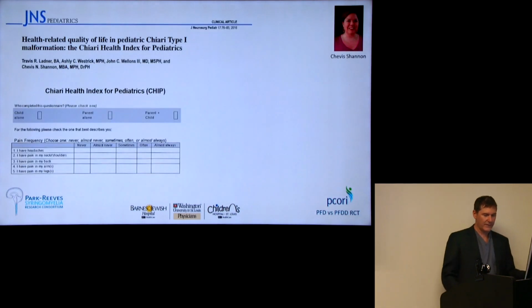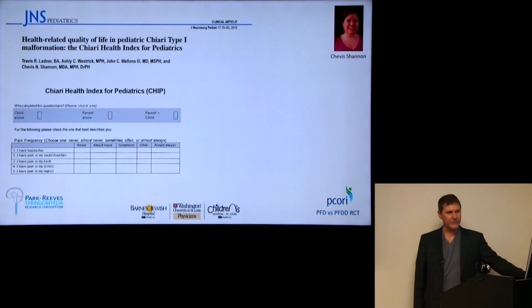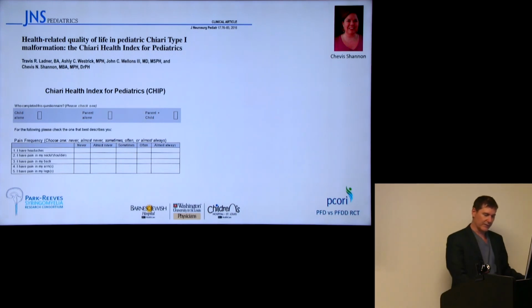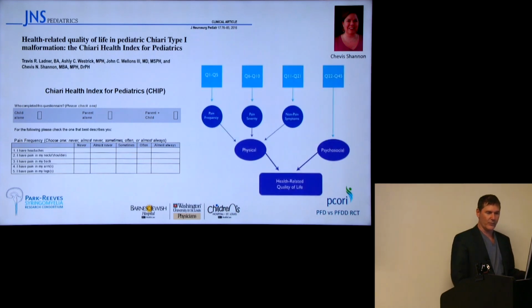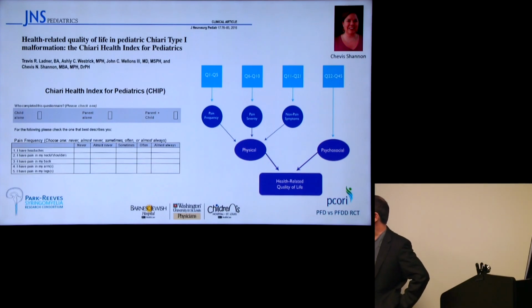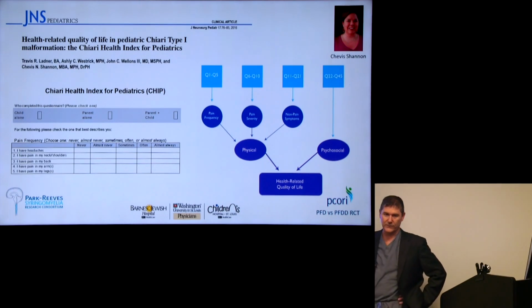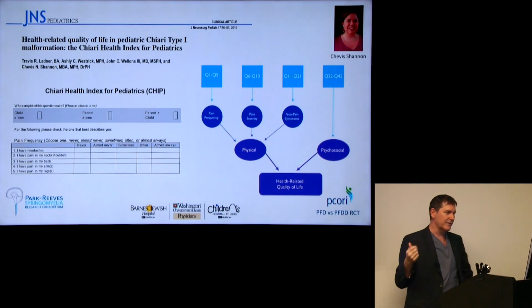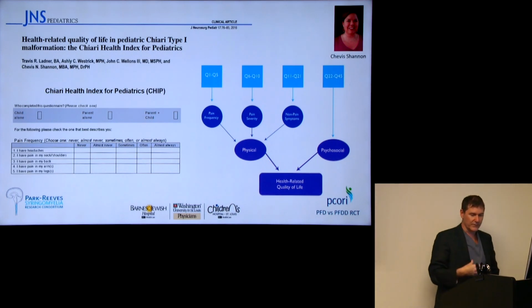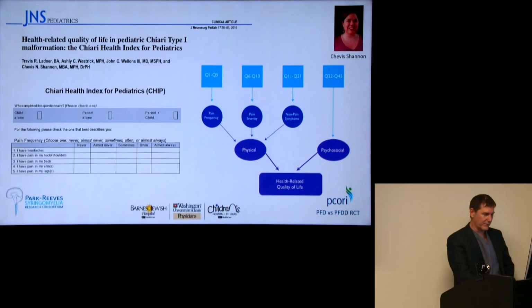And then our colleagues from Vanderbilt, Shevis Shannon and Travis Ladner and Jay Wellens, developed the so-called Chiari Health Index for Pediatrics, or the CHIP. And the CHIP was an interesting tool. It was devised completely for Chiari and syringomyelia, and it looked at pain, pain frequency and severity, and then non-pain symptoms. So numbness and tingling, dizziness, and not just these sort of physical symptoms, but also psychosocial aspects as well, like the ability to attend school, as I mentioned before.